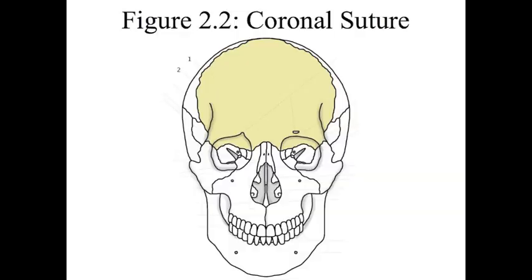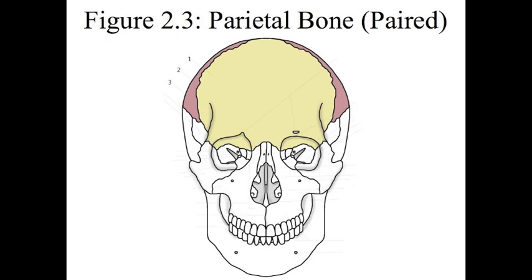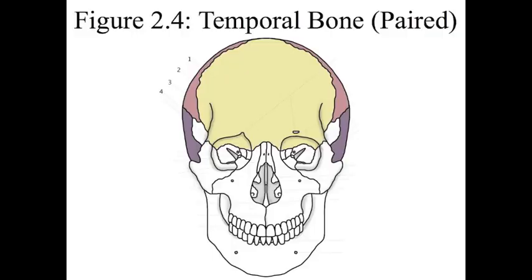It's pretty easy. It's the bone in the front. Number 2 is the coronal suture. A suture is anywhere where 2 bones articulate. In this case, it's the frontal bone and the parietal bones, which we'll talk about next. It's the coronal suture because it sits like a crown. Number 3 is the parietal bone. It's here on the side. It's a paired bone, so there's 1 on each side.